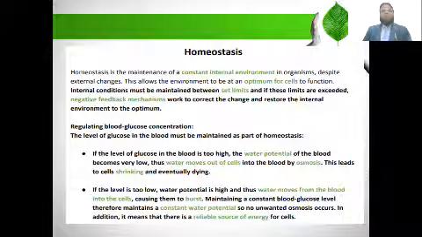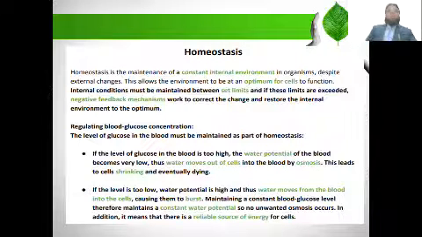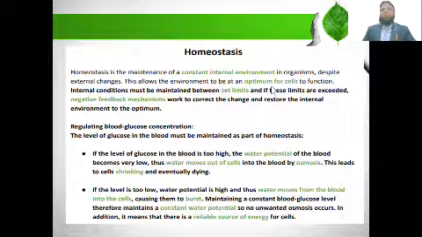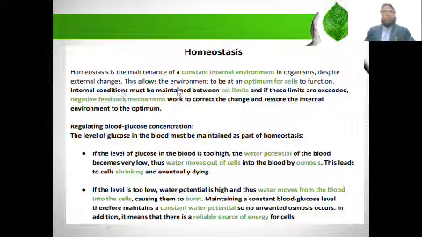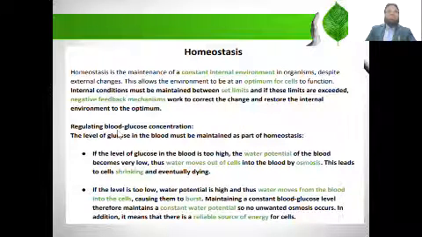Now, another topic, that is homeostasis. What is homeostasis? Homeostasis is the maintenance of a constant internal environment in an organism despite external changes. This allows the environment to be at the optimum for cells to function. Internal conditions must be maintained between set limits. See, for example, the regulation of the blood glucose concentration.